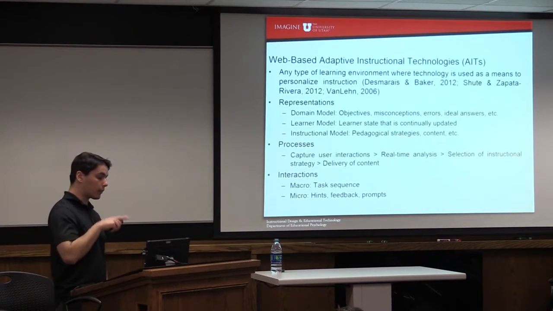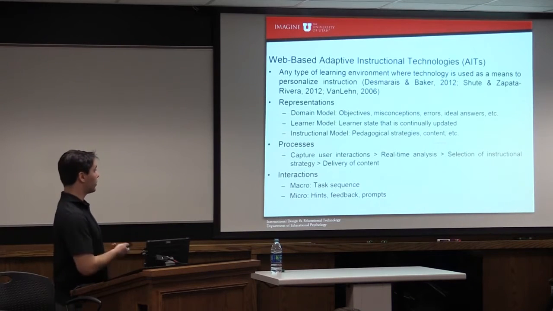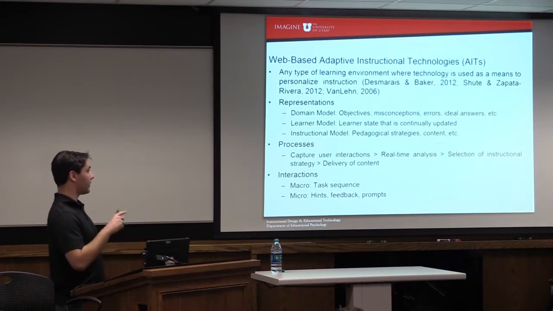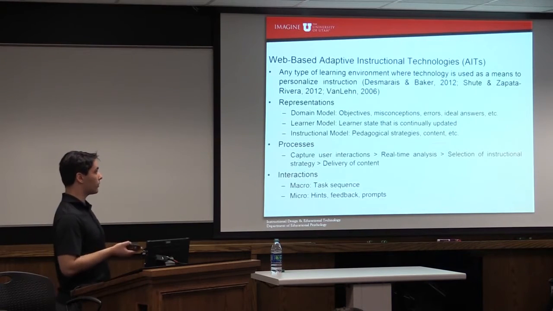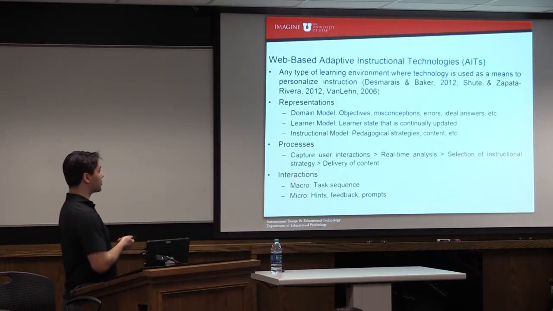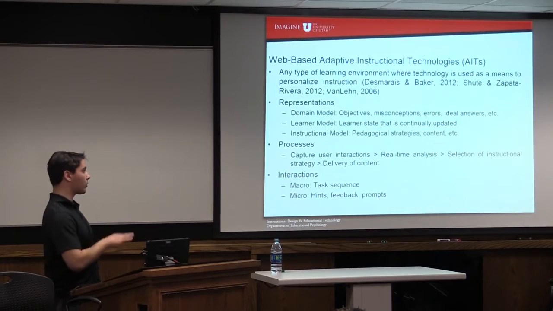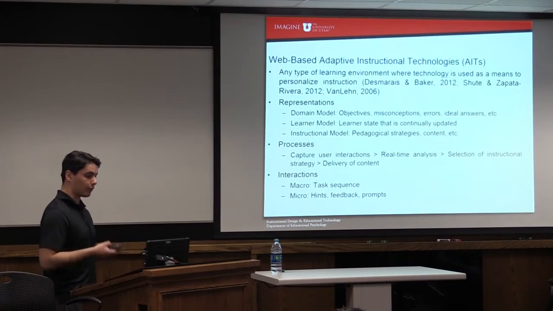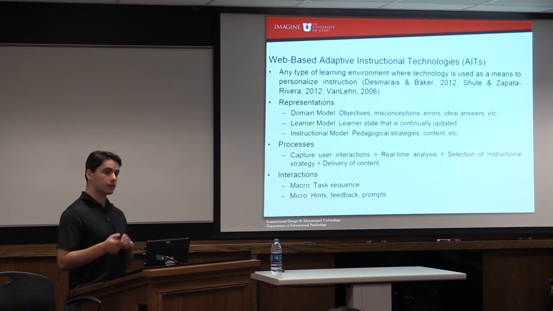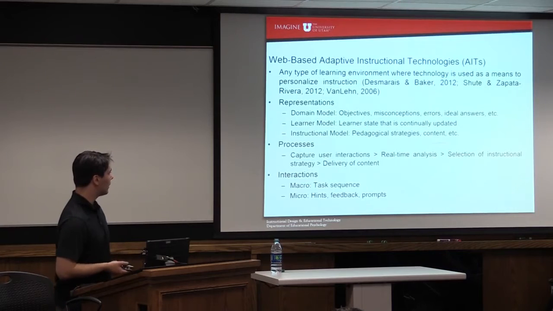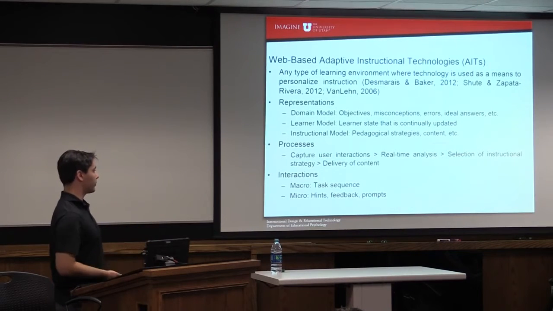So here are some of the underlying processes occurring in these systems. They refer to the ability to capture user interactions in real time, to analyze them, to make inferences, and then to select and decide how to deliver the most suitable instructional content. Again, these interactions occur either at the macro level or the micro level, referring to the timing. At the macro level, either before or after the task is performed, such as when you reorder tasks to optimize the sequence so that it challenges the learner at the right level of their abilities. And also at the micro level, during task performance, through delivery of things like hints, feedback, and prompts.